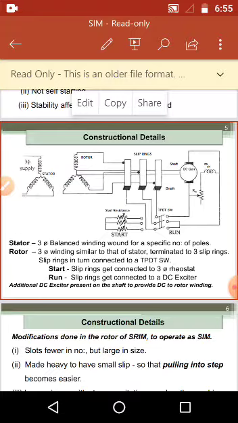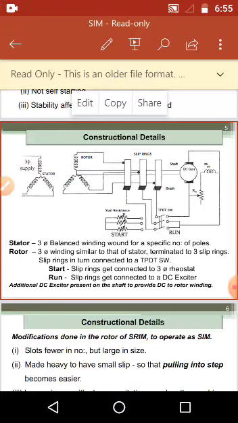Now, the condition will be like an induction motor, a current carrying conductor placed in a magnetic field, and the rotor starts to rotate. The rotor rotates at a speed which is slightly less than our synchronous speed, and the machine operates as an induction motor. Once the machine behaves as an induction motor, we move the switch from the start position to the run position.